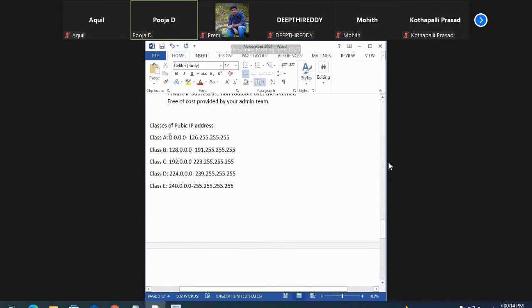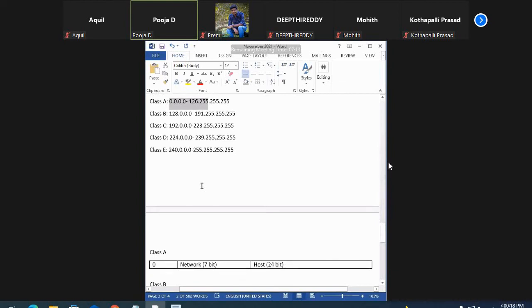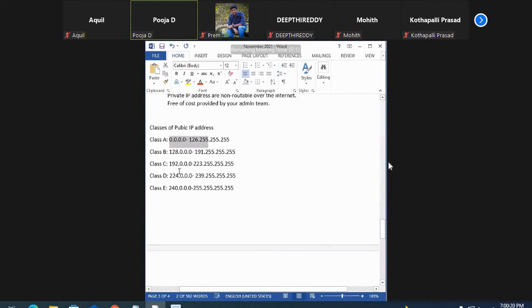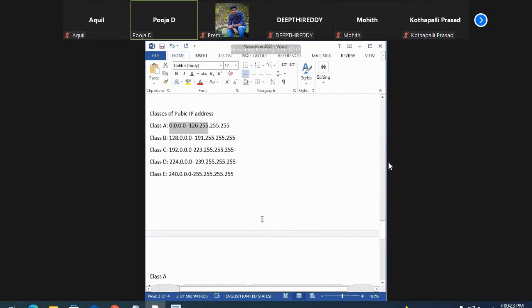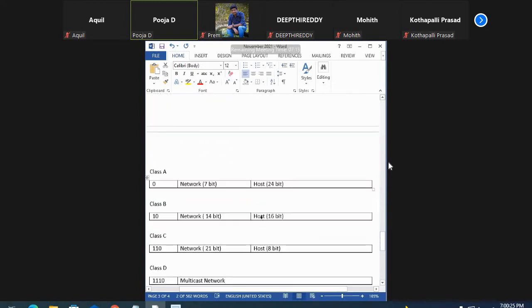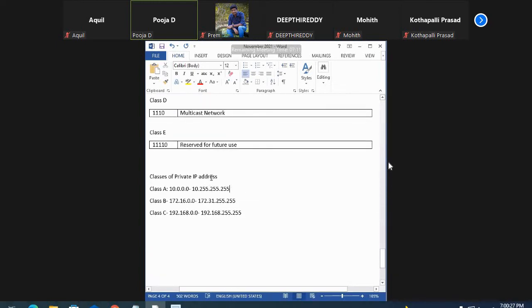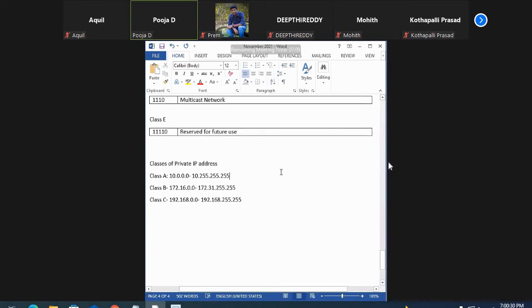So it is starting from 0. I'll show you one conversion of public and private IP addresses, so it will be easy to guess. And again we will take the ranges, meaning how many IP addresses are available here to configure for private IP addresses. Here also you can see it is starting from 0.0.0 to 255.255.255.